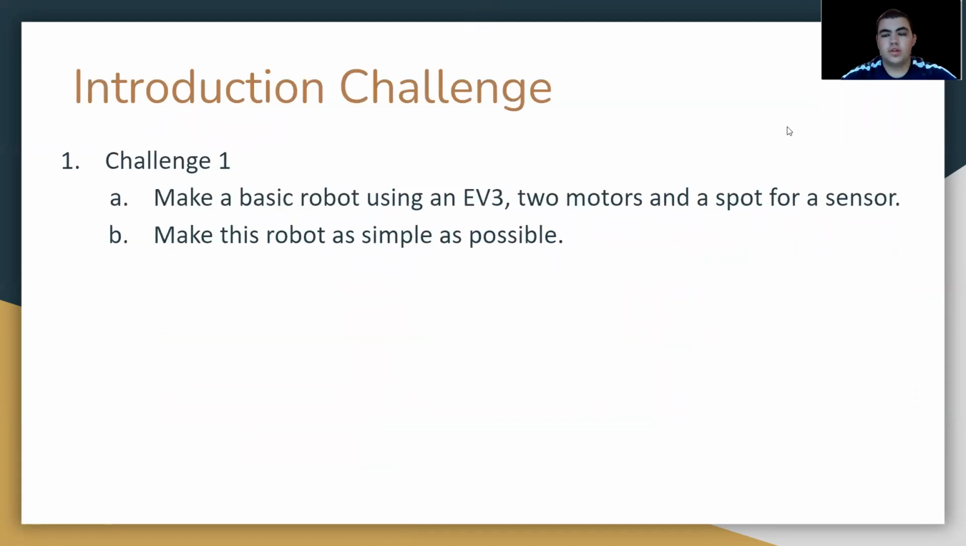So your first challenge for this lesson, and in each of these lessons we're going to have a challenge, is to make a basic robot using an EV3 with 2 motors and a spot to attach a sensor. It should be a really simple robot. What this will allow you to do is, in the following lessons, use the robot so you can see how the different programs you make will work.